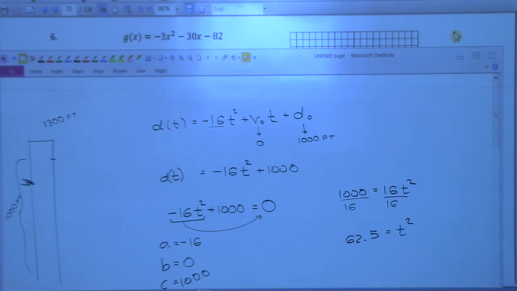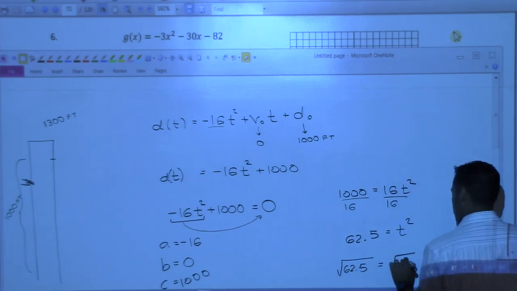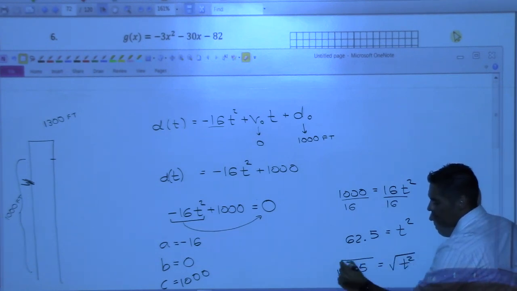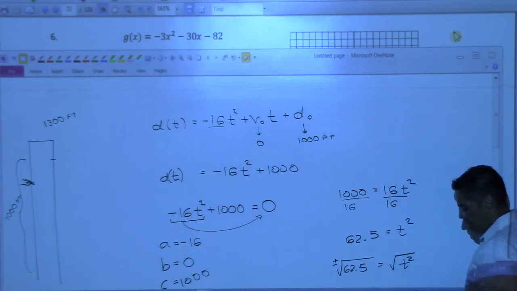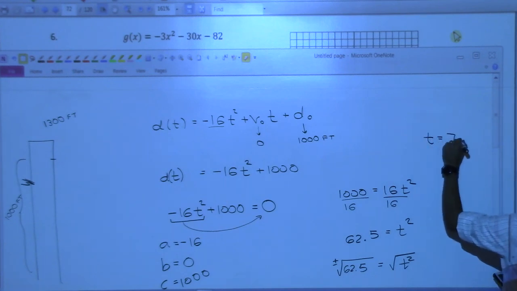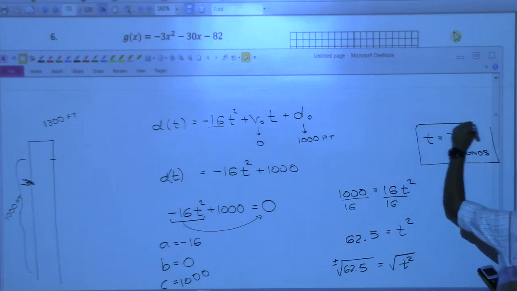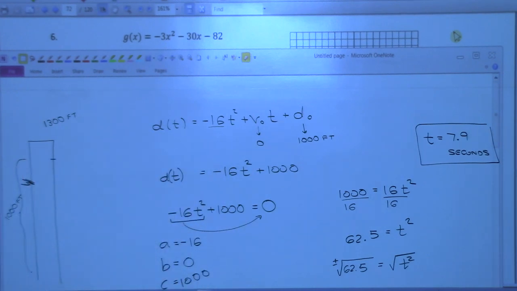And now you just take the square root on both sides. You have to keep in mind that when you take the square root of a number, you have to do plus or minus. This isn't going to matter to us because it's time, and time won't be negative. But let's see, the square root of 62.5, I'm getting 7.9. So t is 7.9 seconds. So an object in free fall from 1,000 feet will take 7.9 seconds to reach the ground. It's a long time.